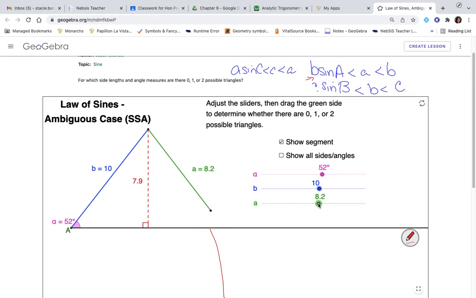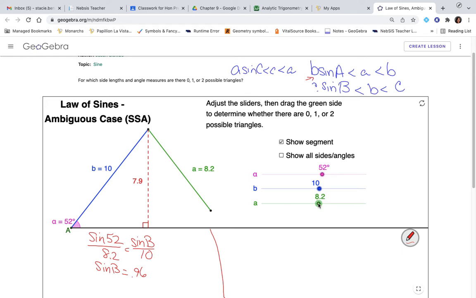First triangle. We say sine of 52 over 8.2 equals sine of angle B over 10. We're going to take 10 times the sine of 52 and divide it by 8.2. So 10 sine 52, close parentheses, divided by 8.2 gives us the sine of B, 0.96. That's better. We can get a sine of B that's 0.96.